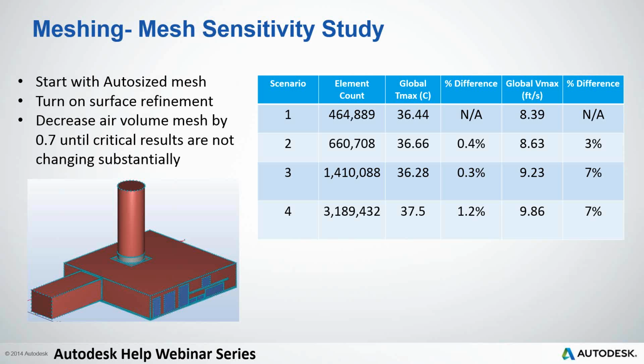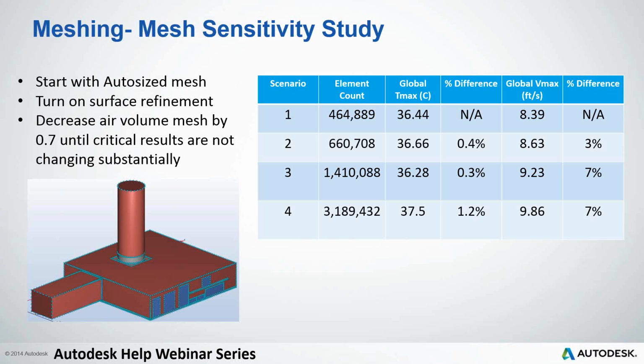macro does. So a typical mesh sensitivity study is you auto mesh and then you start decreasing the mesh by 0.7. Here I wasn't grabbing the electronics because you really don't have to mesh solid parts that hard. I was grabbing the air volumes and decreasing that mesh by 0.7. And this compounds, as I'm sure you could tell on the element count there. So I was looking at basically global max temperatures and global velocities.